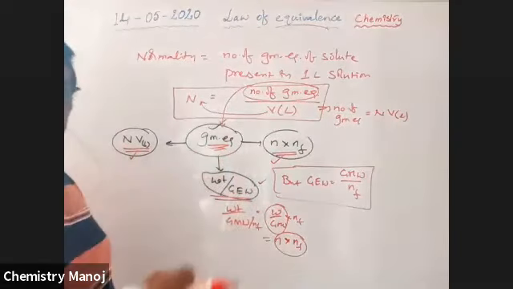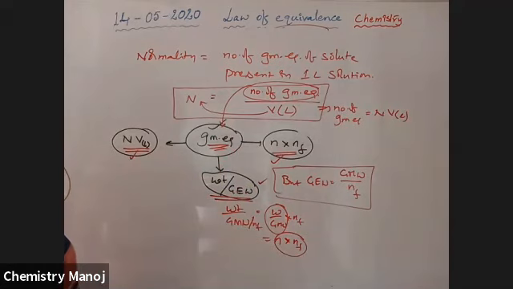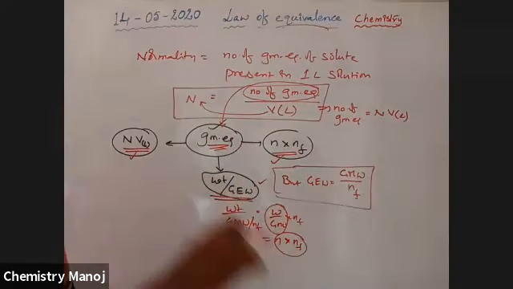When a chemical reaction takes place, the reactants' gram equivalents must be equal. Otherwise, the reaction is not possible.